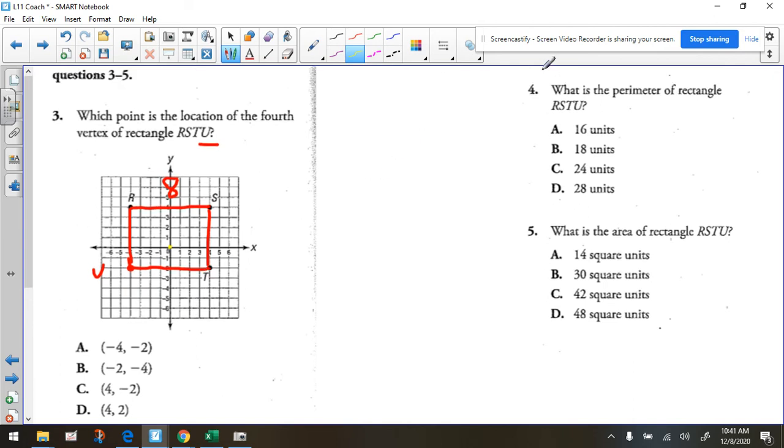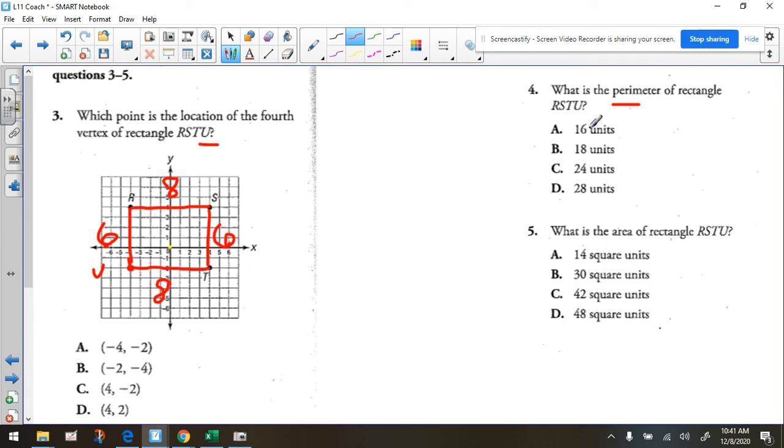All right, number 4 says, what is the perimeter of the rectangle? We have to pick from these choices. We know that opposite sides of rectangles are equal and congruent, so if this is 8, this has to be 8 over here. But what's the length of this line? Let's count: 1, 2, 3, 4, 5, 6. If this is 6, then this has got to be 6 over here. To get the perimeter, you just add up 8 plus 6 plus 8 plus 6.